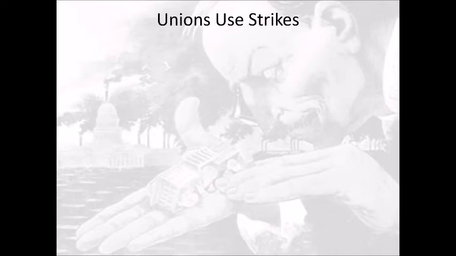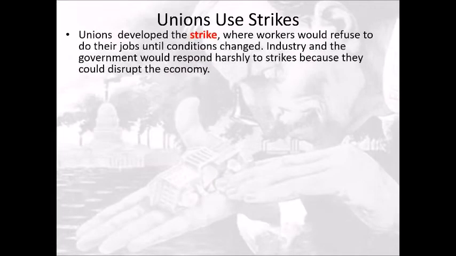So what did unions use to get what they wanted? They used strikes. Strikes are where workers would refuse to do their jobs until conditions changed. Industry and the government would respond harshly to strikes because they could disrupt the economy.